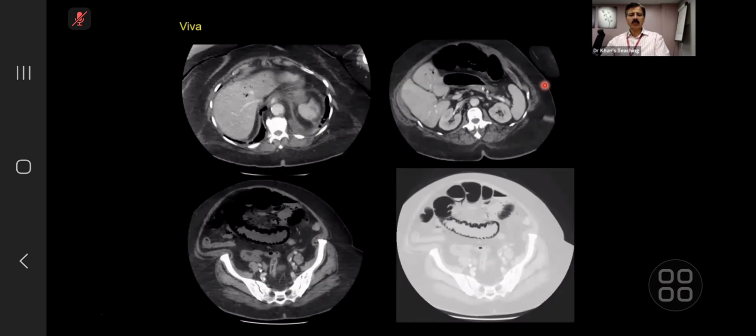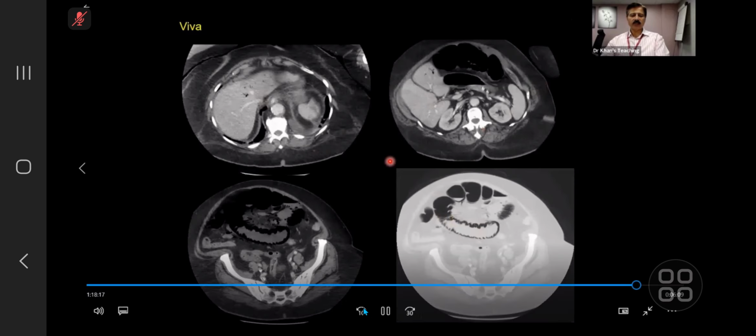this one is slam dunk. We have already covered it. You have seen similar cases, which is pneumatosis because of small bowel ischemia, portal vein gas.